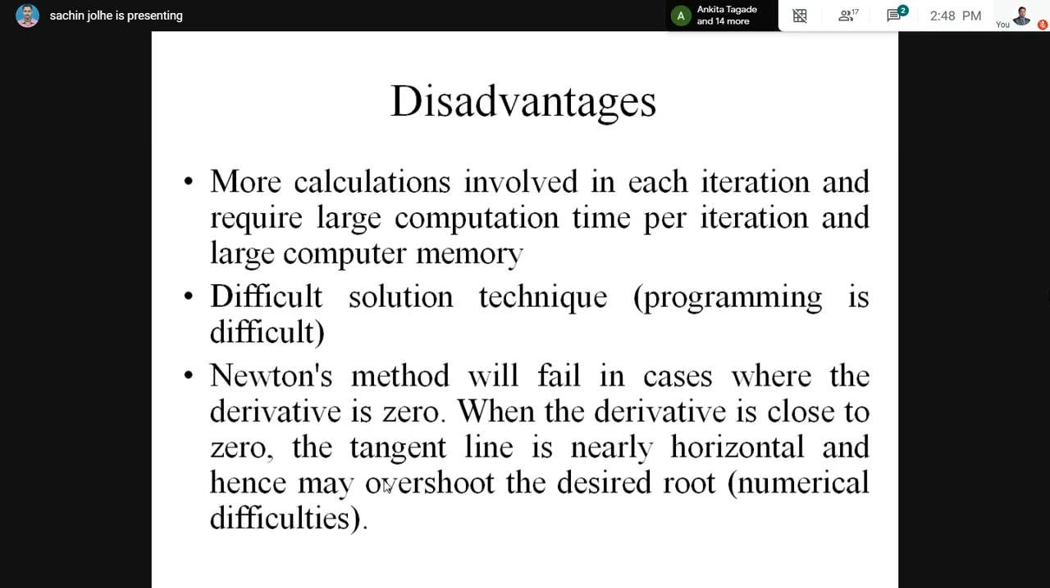The programming of this Newton-Raphson method is somewhat tedious, or difficult. And if the derivative is zero, then this method is not going to work. If the derivative of the system or variables is zero, normally if it is a constant, then it is going to be zero. So if that is the case, this method is not going to work, and this is what gives it different disadvantages.